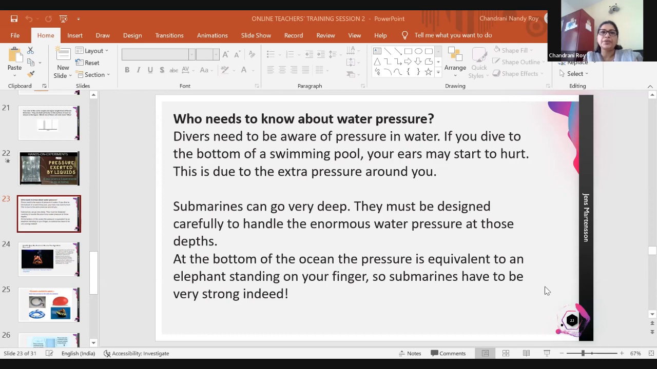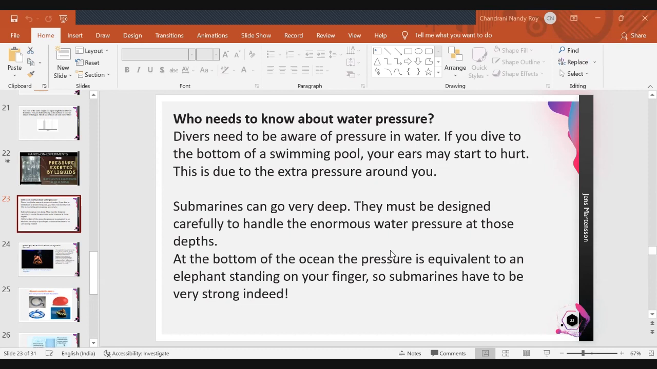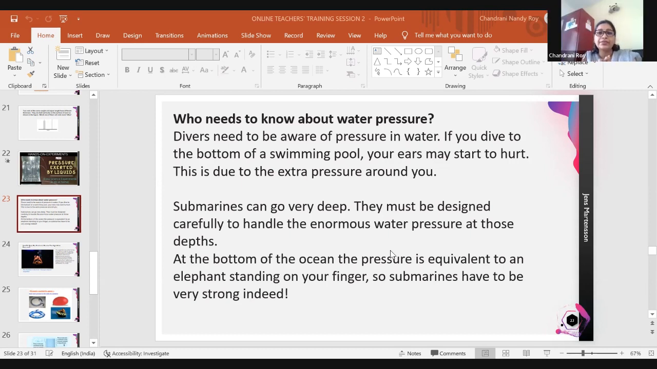So people who dive into pools need to be careful about how deep they go, because the water around us gives an extra pressure. And submarines, which go very deep into the water, have to be designed carefully to handle the enormous water pressure that is present in the very depths. Yes, we have to apply the force. Then the upthrust. Yes, correct. So submarines also have to be very strong.